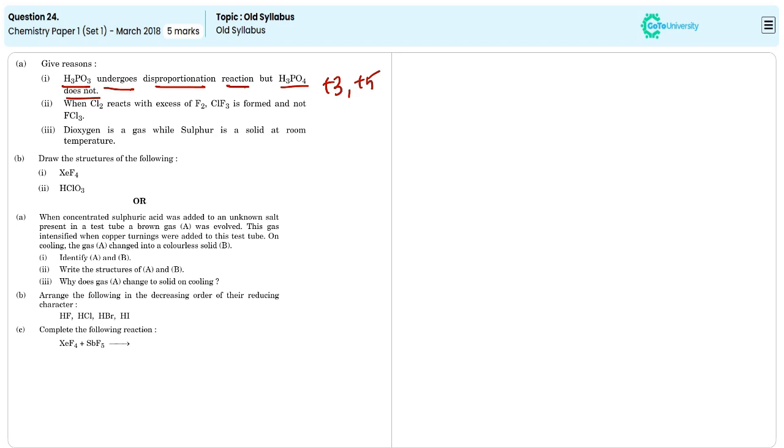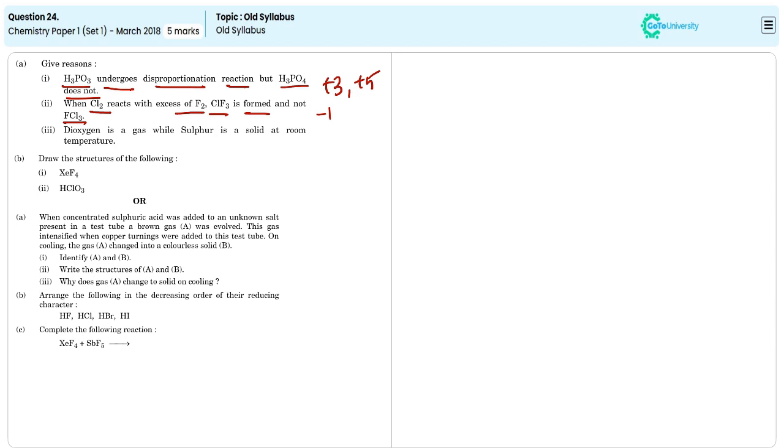The second one is: when chlorine reacts with excess fluorine, ClF3 is produced and not FCl3. This is because fluorine is the most electronegative element and prefers to be in the -1 oxidation state. Chlorine can have various oxidation states, but in the case of reacting with fluorine, it tends to produce compounds where it achieves a +3 oxidation state. Chlorine trifluoride is a stable compound where chlorine is in the +3 oxidation state.